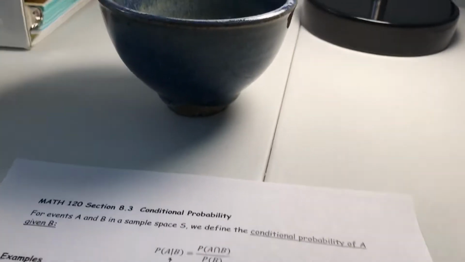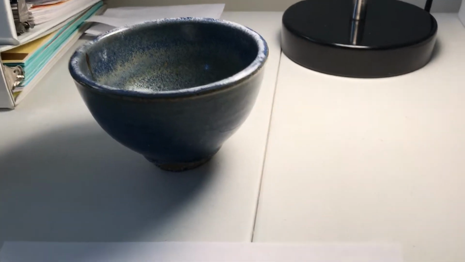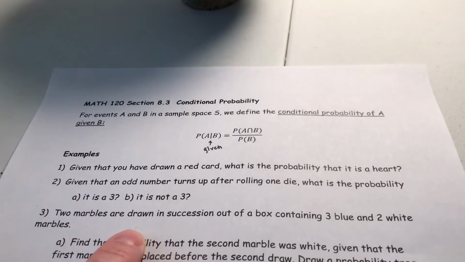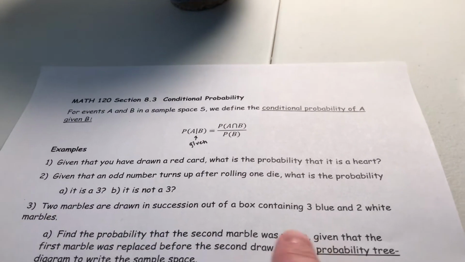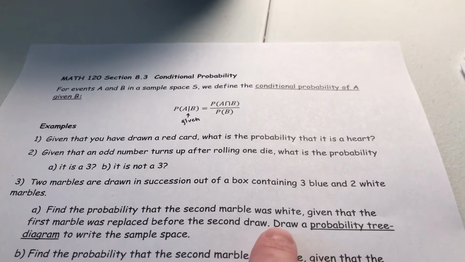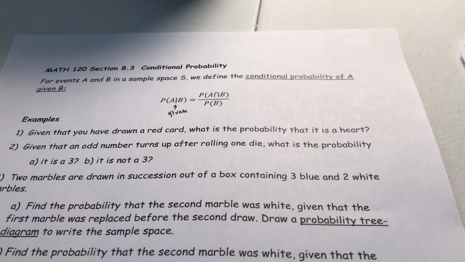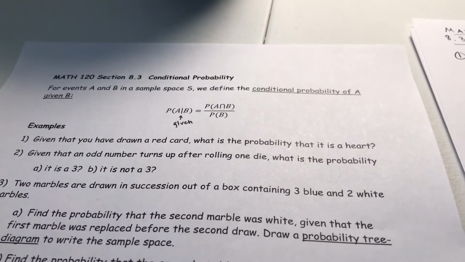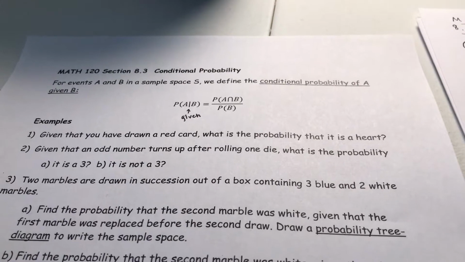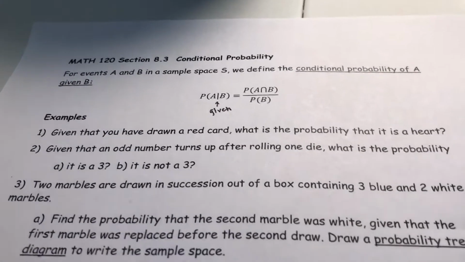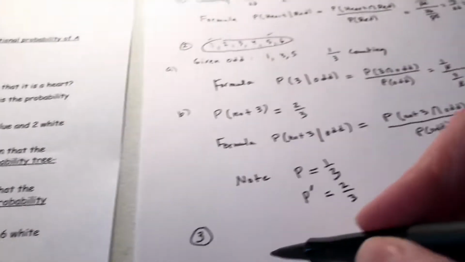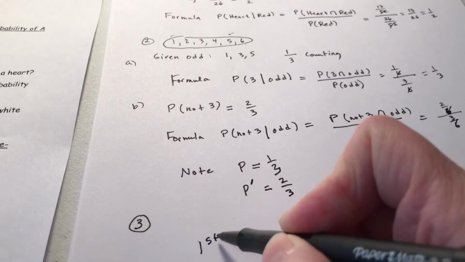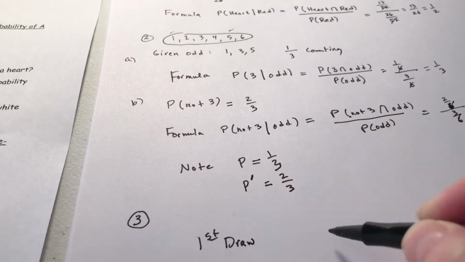You're supposed to draw some chip out of there, or marble. So we're looking at 2 marbles drawn in succession from 3 blue and 2 white. Find the probability that the second marble was white, given that the first marble was replaced before the second draw. Drawing in succession means one at a time, so we'll have the first draw and the second draw.